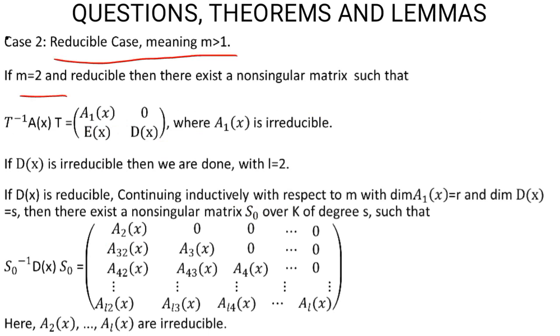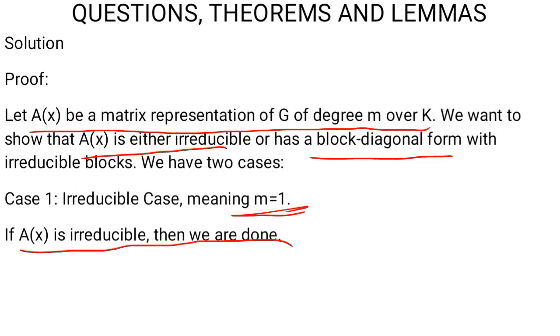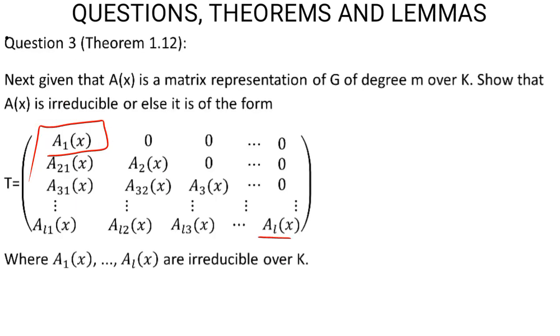So the next case is what happens if m is greater than 1. So if m is 2, we'll just have this simple case, the second case, right? Because when it is 1, it's simply that particular one, right? But now it is 2, so it takes the form of this, T equals A X T, okay? And this one will be irreducible. But then DX, we don't know if it is irreducible. So if DX is irreducible, then we're done with L equals 2, because like you saw in the diagonal here, we stopped at L, okay, right?